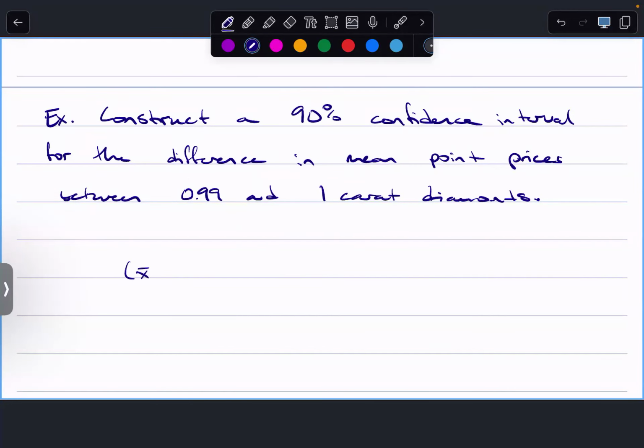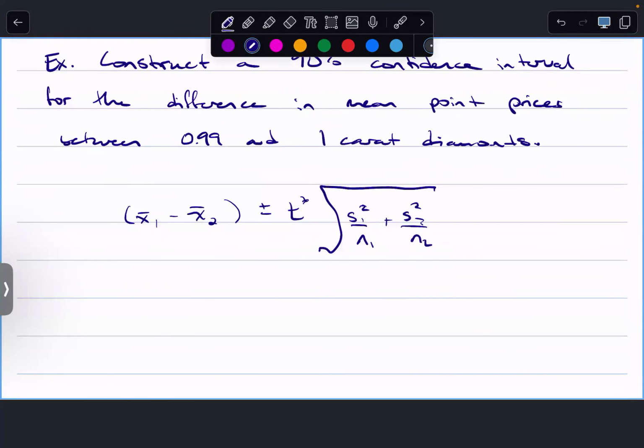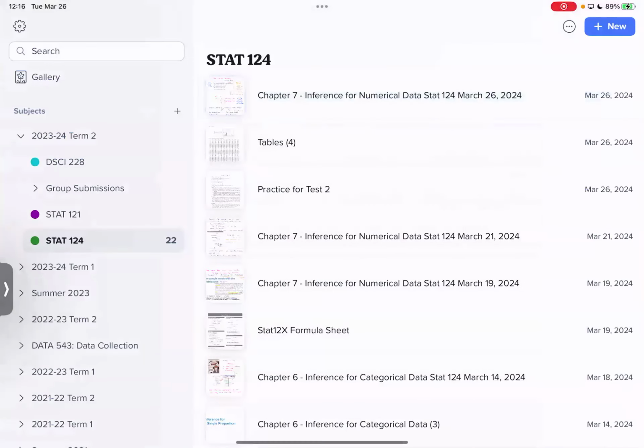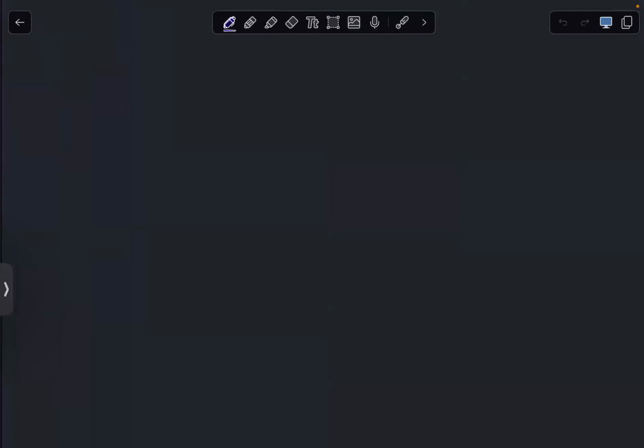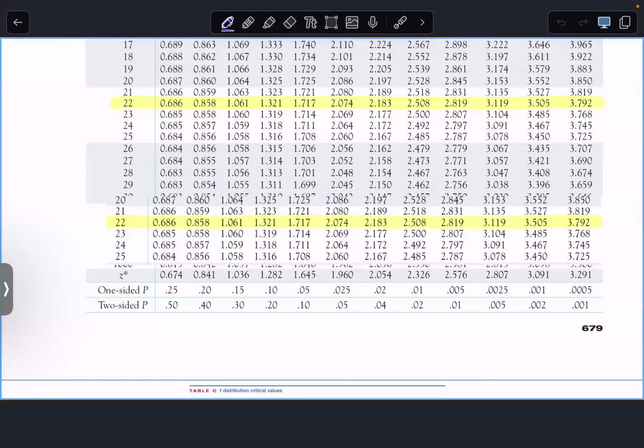From the formula sheet, I have x1 bar minus x2 bar plus or minus t star times the standard error, the square root of s1 squared over n1 plus s2 squared over n2. Uh-oh, don't tell me it's that time. It is. Okay, turbo mode. What do I need? I need my t star. We already know the degrees of freedom.